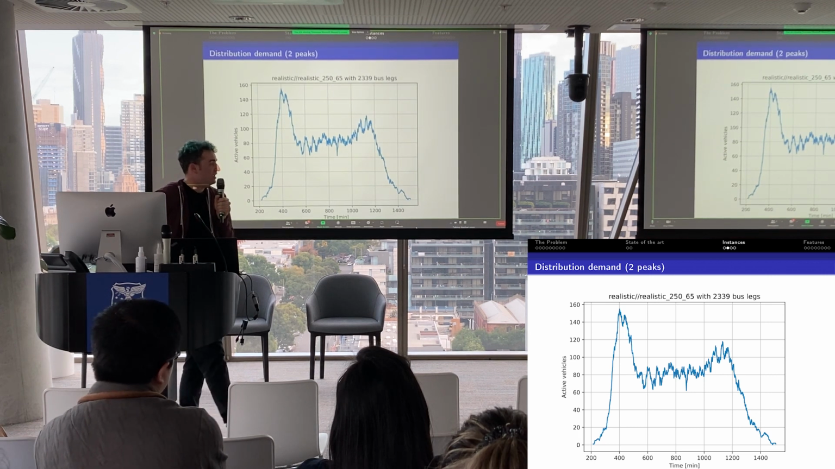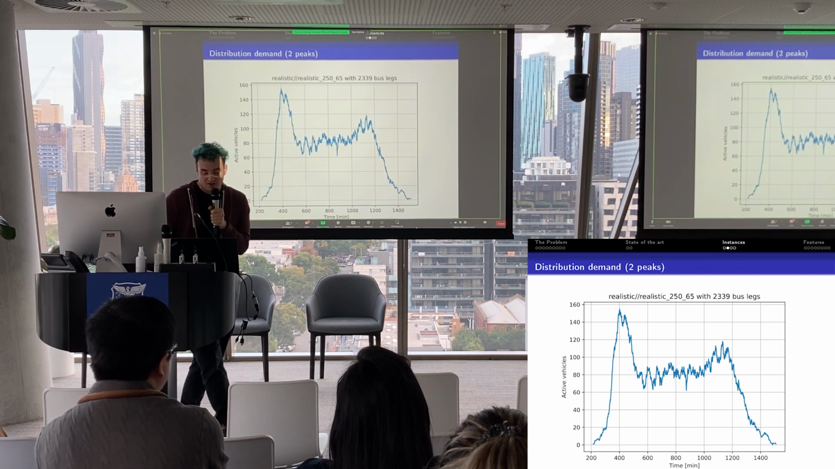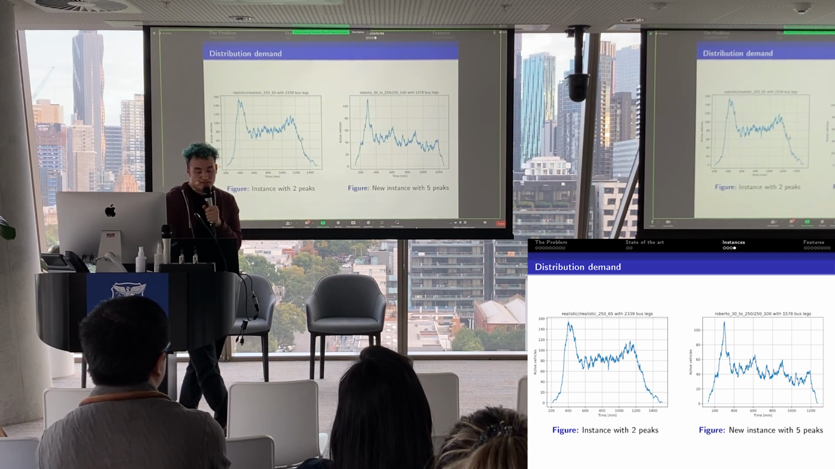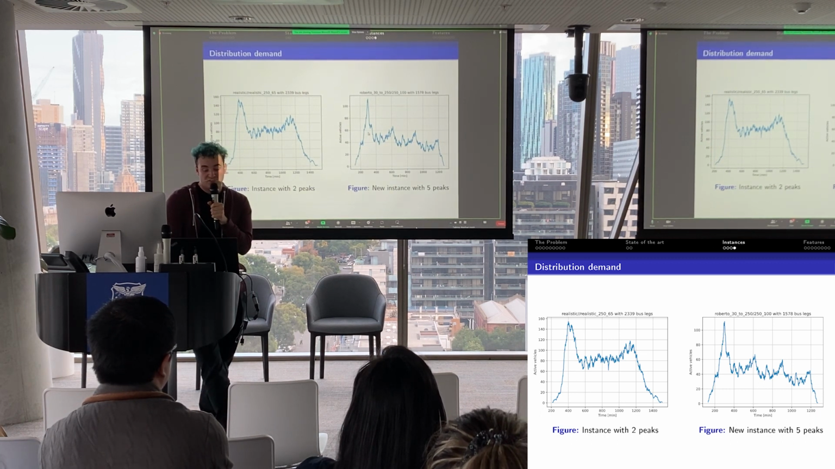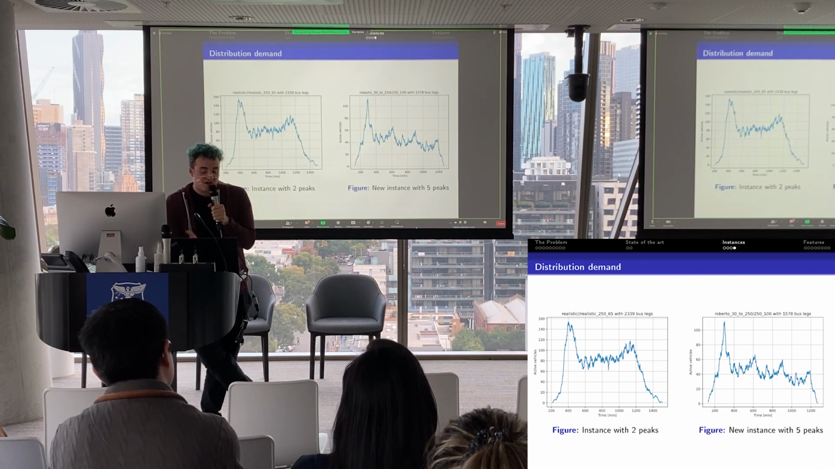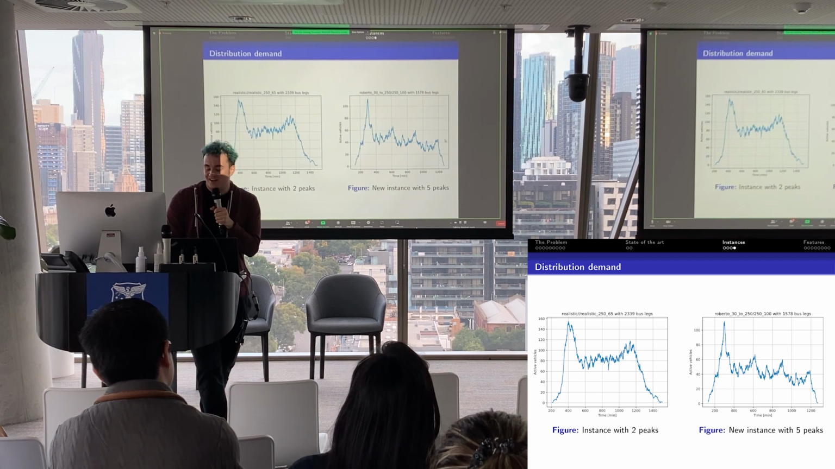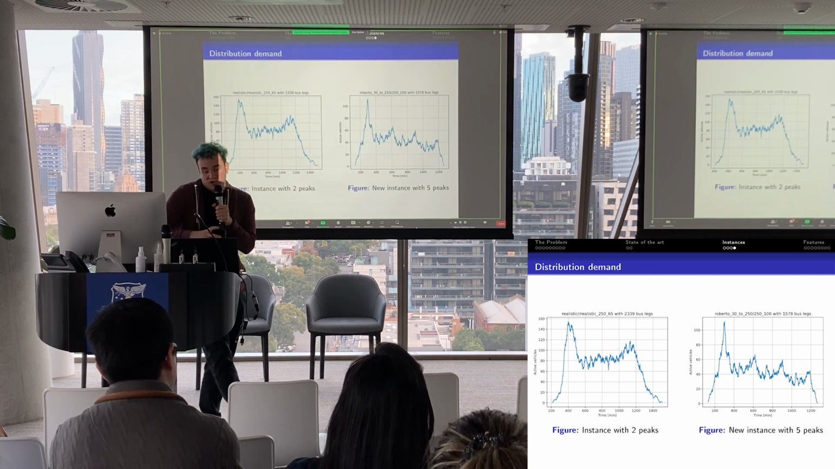So we developed an instance generator that actually modifies this. Okay, I can show you. This was the image before, with two peaks, and this is an image of a new instance that we have generated. In this case, there are actually five peaks. So we added some peaks in the afternoon and the night. Maybe it's Friday night and people want to go party, and you need another peak during the night. So this is a parameter that we can play with.